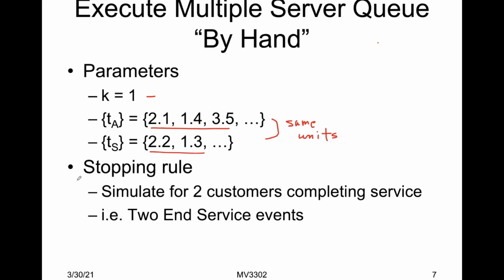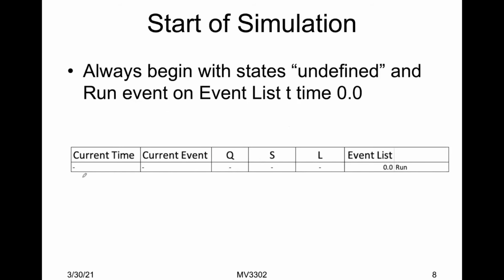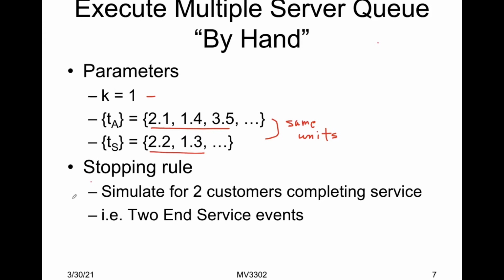Now, because we're doing it by hand, and as you'll see, doing it by hand is going to take a little while, we're just going to simulate it for 2 customers. That's all the data we basically have. When we get to running it on the computer, we'll have another stop. We'll say stop it after 1,000 hours or 1,000 years or whatever.